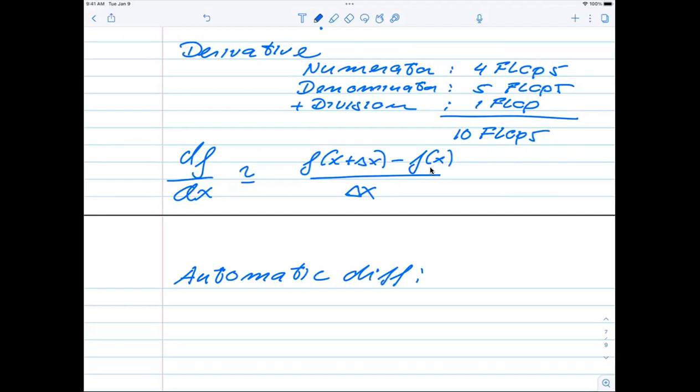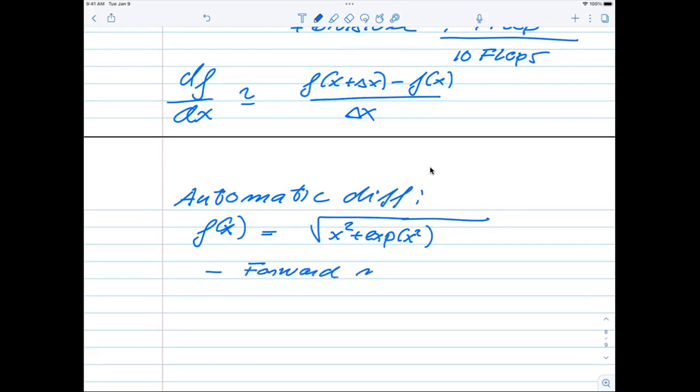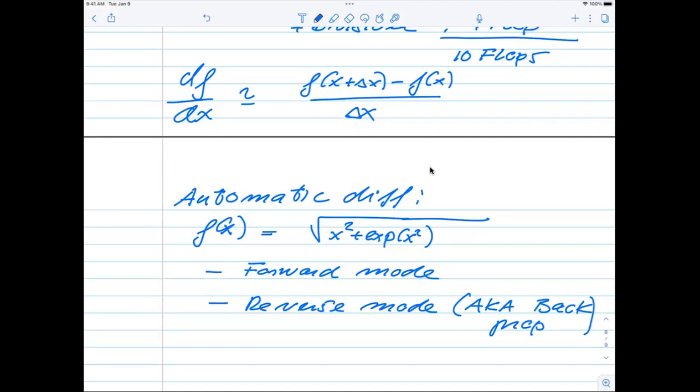So let's look at automatic differentiation with the same function. We have this function, f of x, which is given by x squared plus the exponential here. And we are going to set up the automatic differentiation using two ways of doing that. There are two modes, actually. One is called the forward mode, and I will explain to you what it means. And then there is another one, which is the reverse mode. And this reverse mode is also known as back propagation. And we're going to see that now.